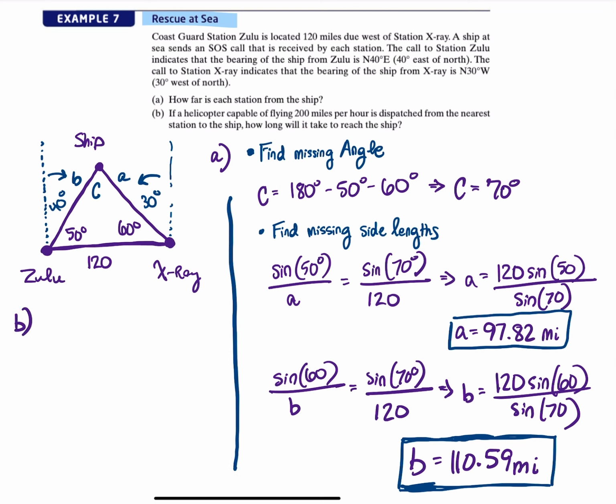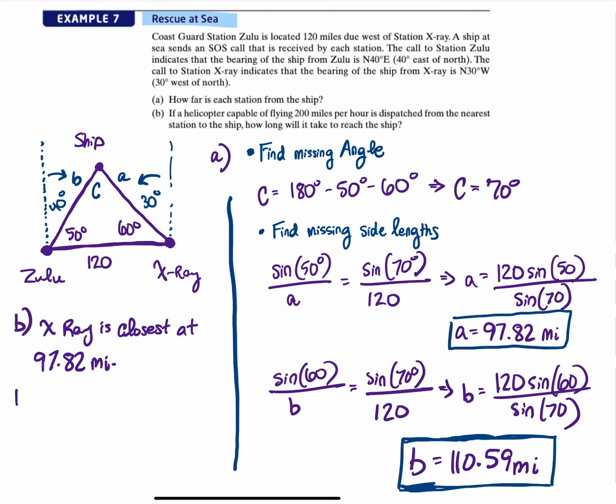Part B says, if a helicopter capable of flying 200 miles per hour is dispatched from the nearest station to the ship, how long will it take to reach the ship? Well, we found the closest station was side length A, so that's from X-ray. Let's say X-ray is the closest station at a distance of 97.82 miles. And the helicopter is flying 200 miles per hour. So how long would it take them to get there?